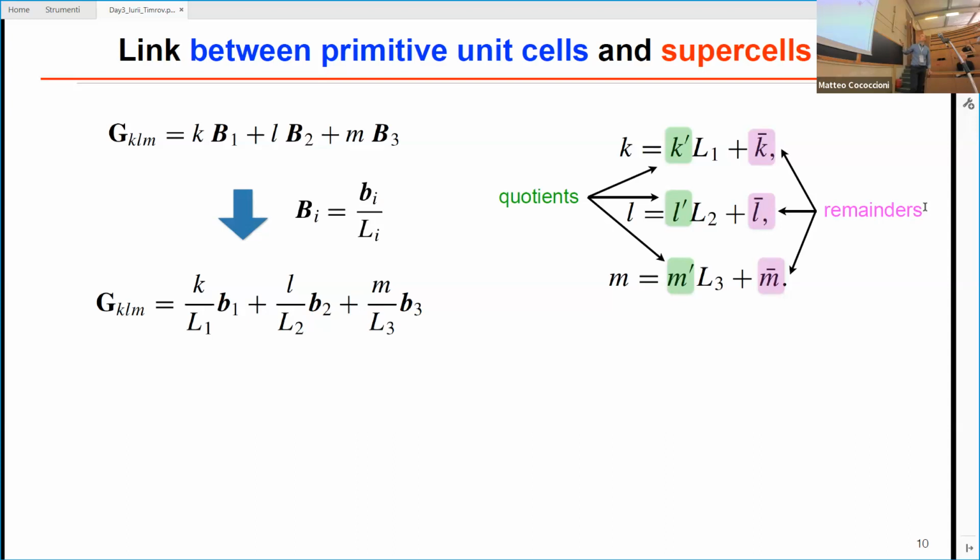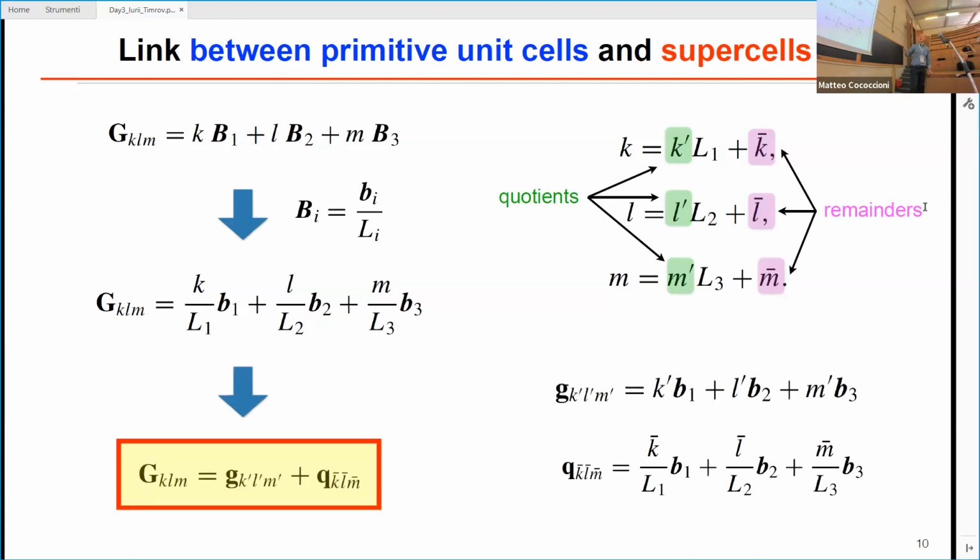And in magenta, I define k bar, l bar, m bar, which are remainders. So if we use this ansatz and plug it in here, we can rewrite our capital G as a sum of the small g plus some q vector. This is really the basis. I recall that the small g is defined in terms of the B1, B2, B3, the small ones. And here we get the definition of the q vector. It's defined using these remainders divided by L1, L2, L3, and B1.